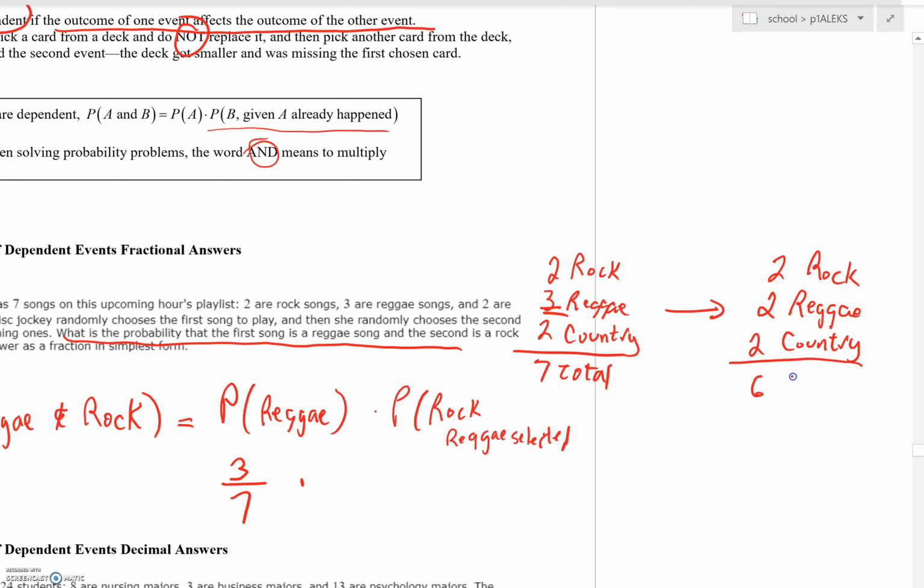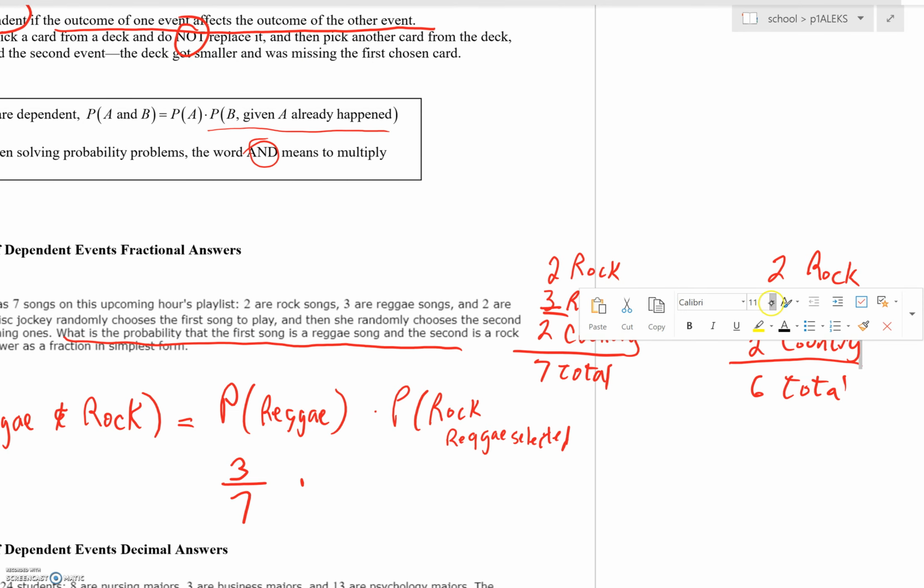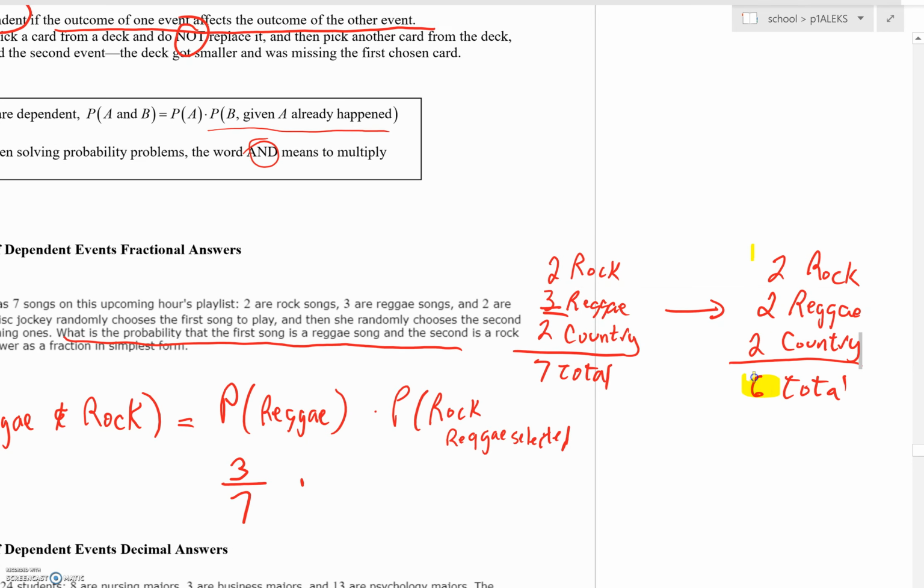But now you'll have 6 total. So you can see there were 2 changes if you're not replacing it. You can see really what's happened is your total has dropped. And because you selected 1 reggae song and you're not going to replace it, you have 1 less reggae song to deal with. So what's the probability of selecting a rock song now? Well, you still have 2 rock songs to choose from, but now instead of having 7 total, you used 1 up. Now you only have 6.